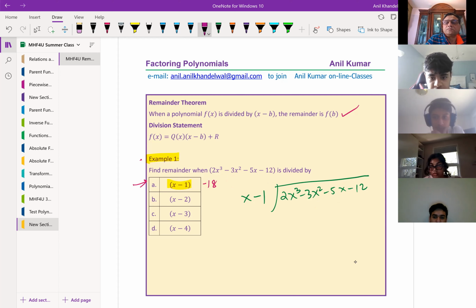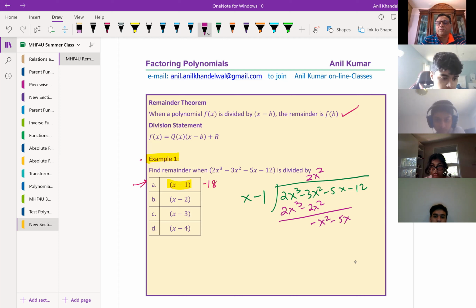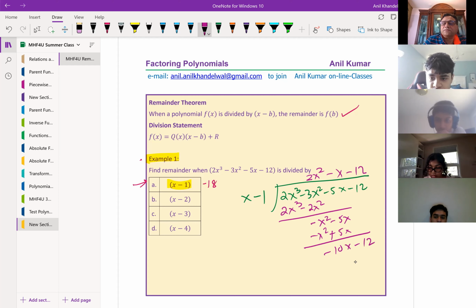The first thing you want to do is divide 2x cubed by x. So at the top it would be 2x squared. Yes. And then multiply the 2x squared by x minus 1. So you get 2x cubed and then minus 2x squared. Subtract those. Then what do we do? Minus x, right? And then we again subtract, so minus 10x. And then this becomes plus 10.